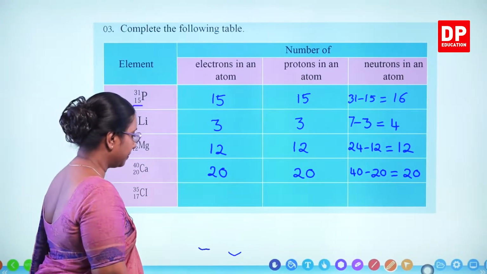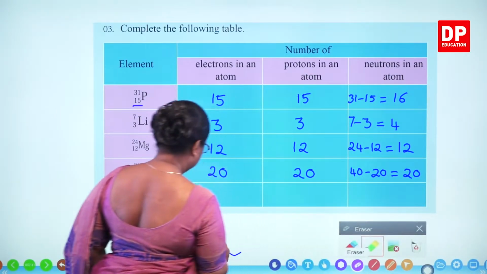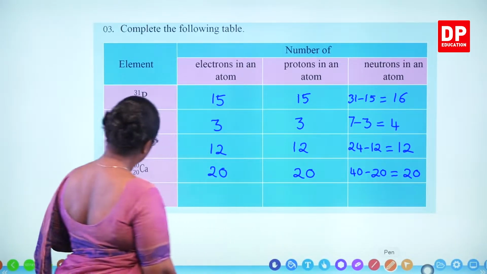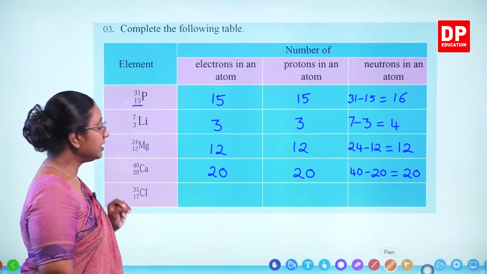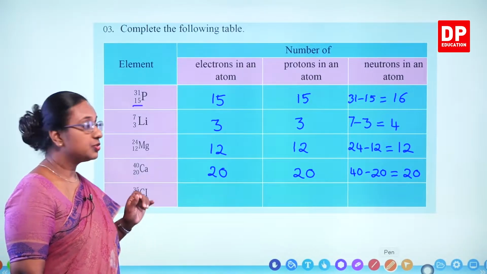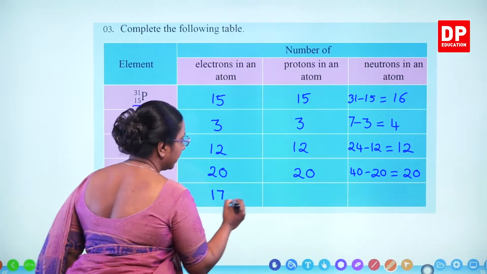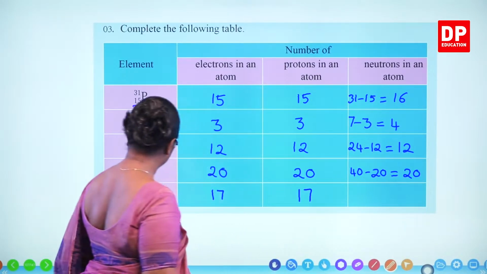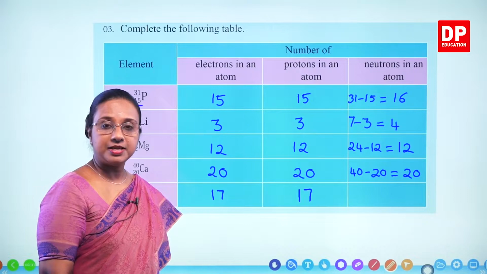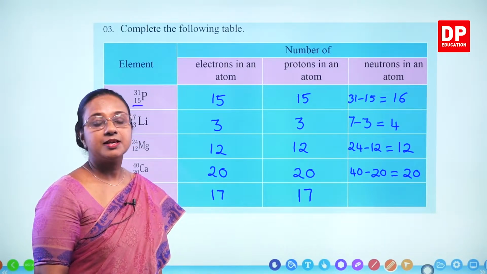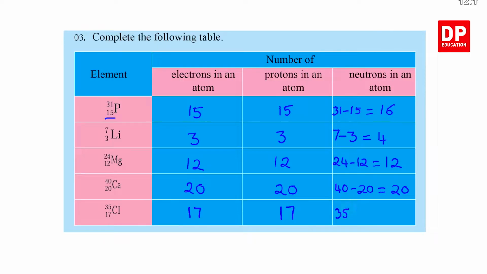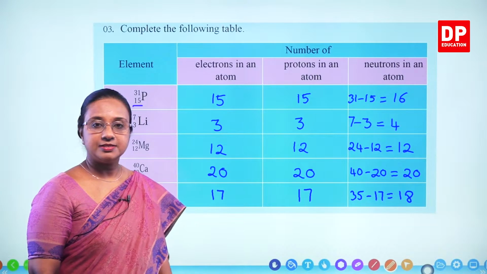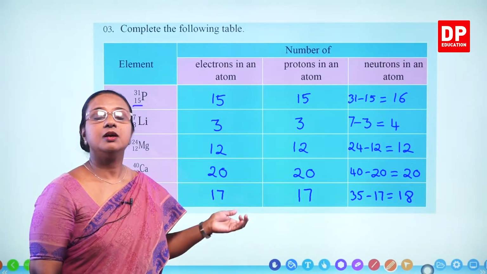The last example, we have chlorine-35, 17 chlorine. 17 is the atomic number of chlorine. So we have 17 electrons and 17 protons. And since the mass number is 35, 35 minus 17 will give you the number of neutrons. 35 minus 17, that is equal to 18. So that is the number of neutrons in chlorine.